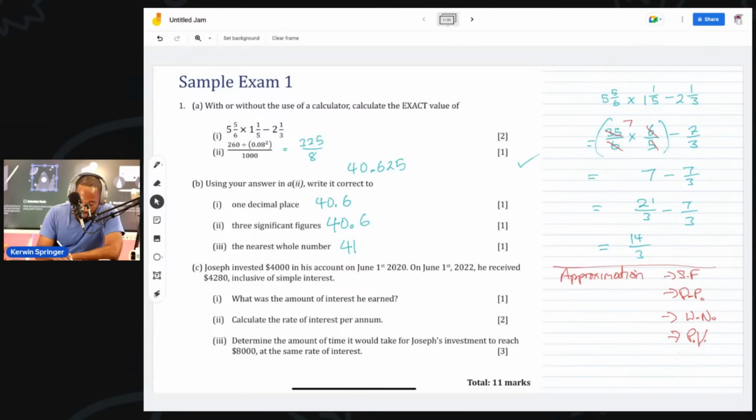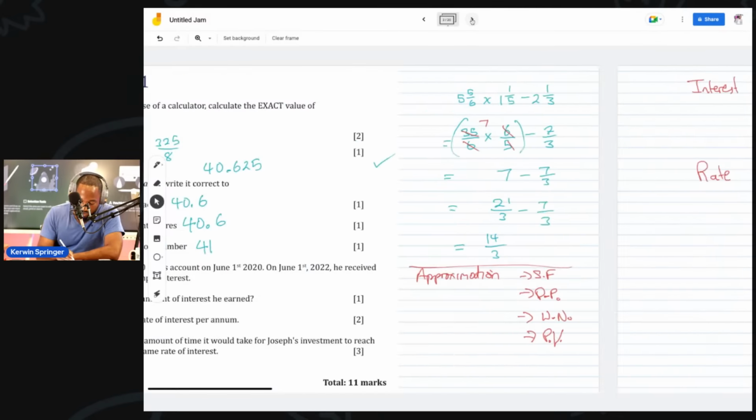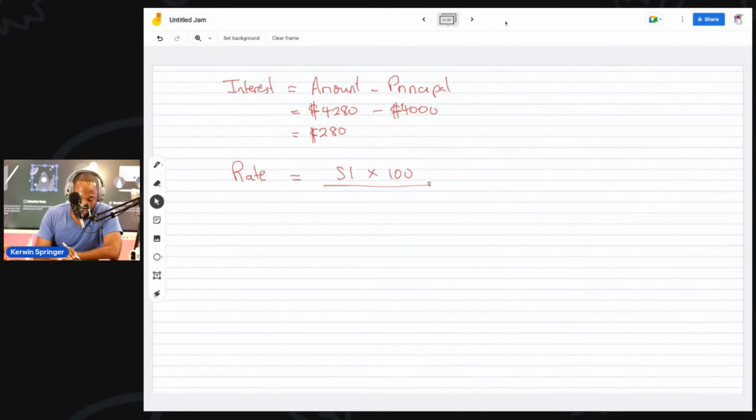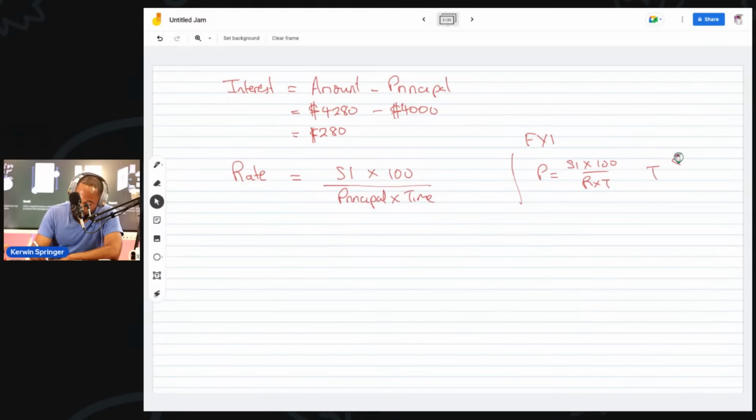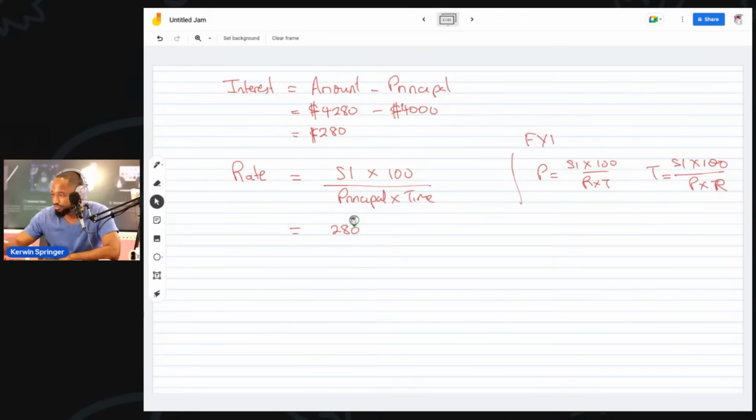So for all of the formulas, you have simple interest times 100 on top, and then you divide by the other two things. In this case, we're using rate, so it's going to be principal by time. And just for your information, if we want to work out principal, it's going to be simple interest times 100 over rate by time. If you want to work out time, it's going to be simple interest times 100 over principal by rate, because time is already there. So we just need to substitute the simple interest, which is 280.